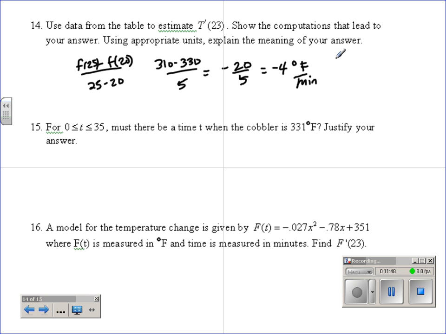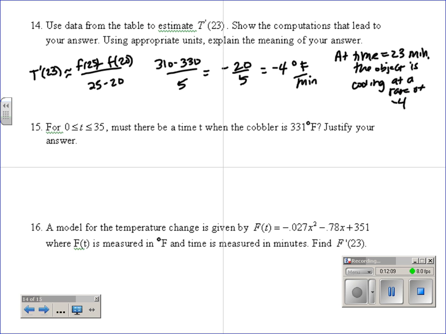So we could say, we just do our little approximation. At time equals 23 minutes, the object is cooling at a rate of 4 degrees Fahrenheit per minute. Oh, I don't just do the negative. I'm saying cooling, it automatically applies the negative.